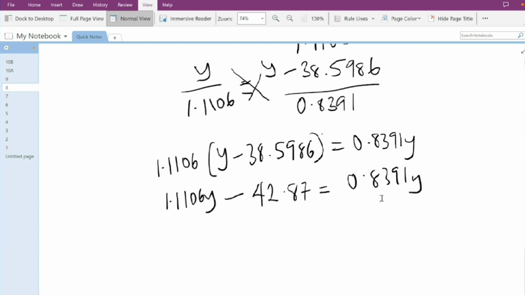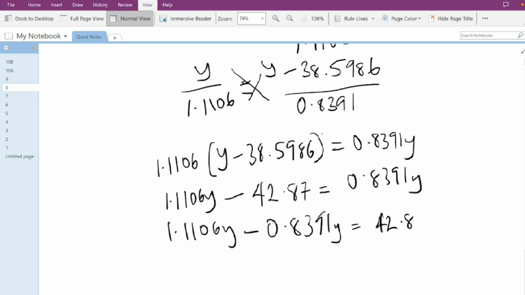0.8391y. Now, just like working with normal algebraic expressions, the one with the y's, you put them on one side, collect like terms, then we take the constants out. Since we don't want a negative y, and this 1.1106y is greater than this, so we'll bring this in and take this minus 42 out, because like I always said, this 42.87 owns the negative sign in front of it, so we'll take it out. So we have 1.1106y. We'll take this plus 0.8391y inside, it turns to minus 0.8391y equals 42.87.